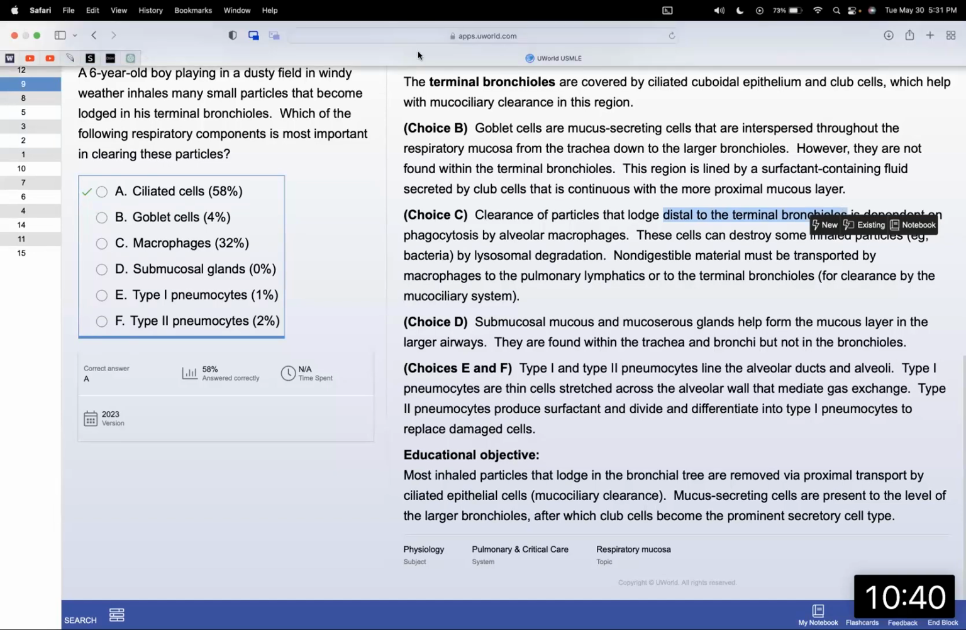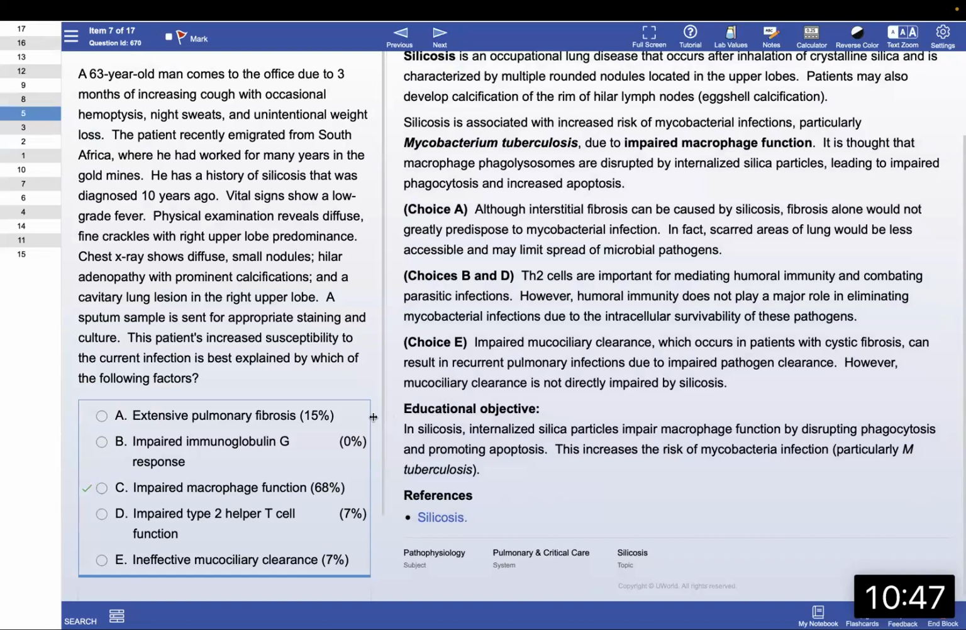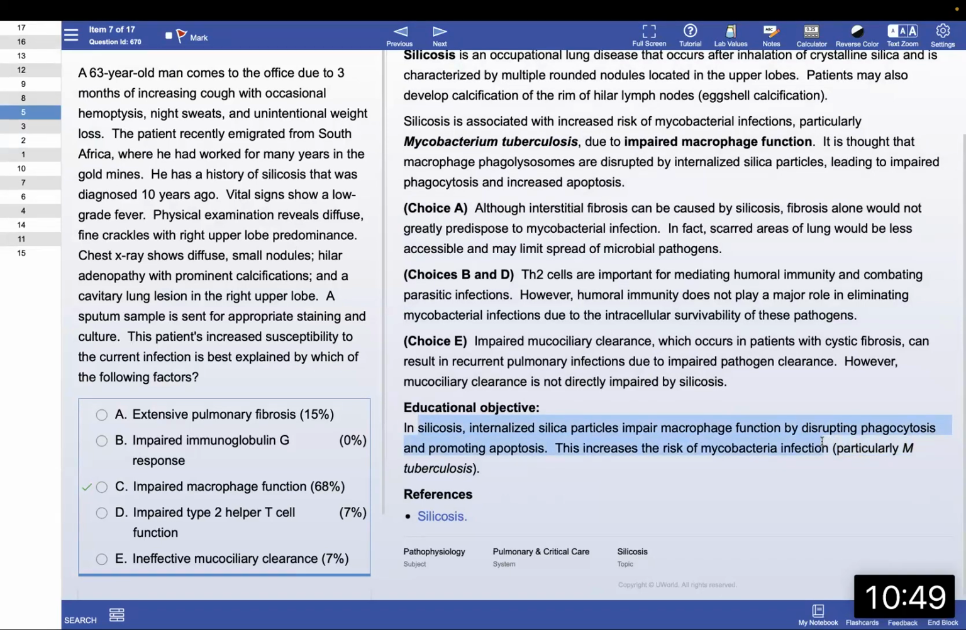And they had asked another question with the macrophages. Let me see. Yeah, in silicosis, internalized silica particles impair macrophage function. This is important. By disrupting phagocytosis and promoting apoptosis, it increases the risk of bacterial infection, particularly MTB.